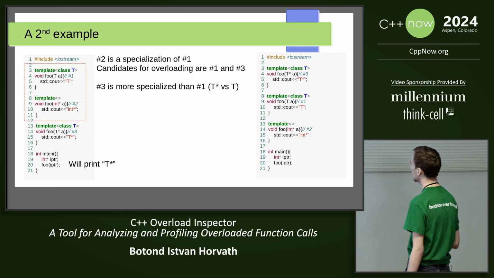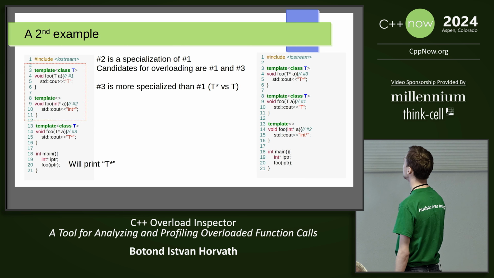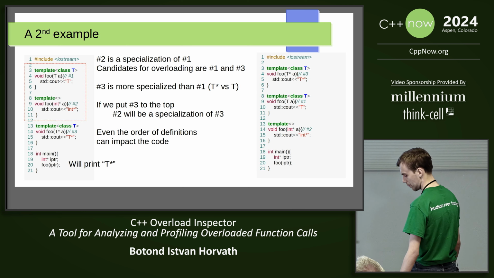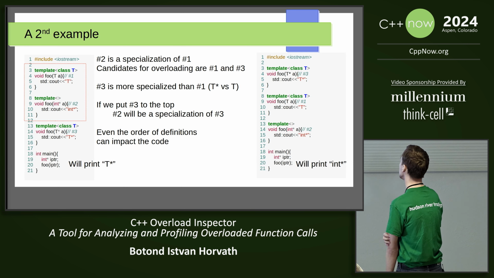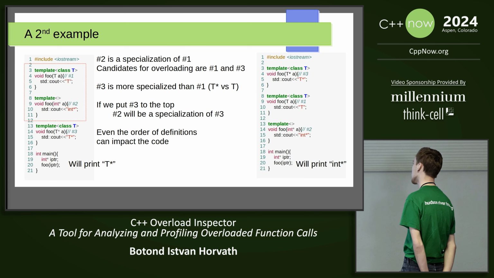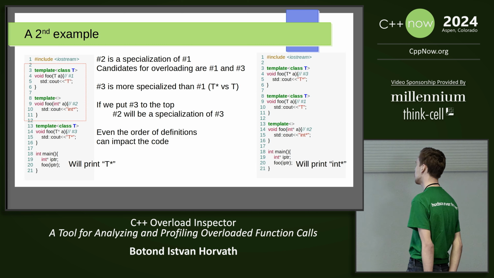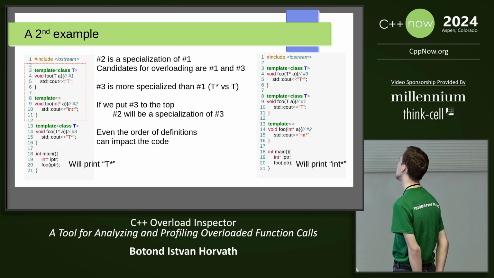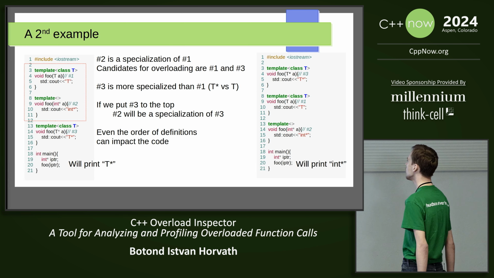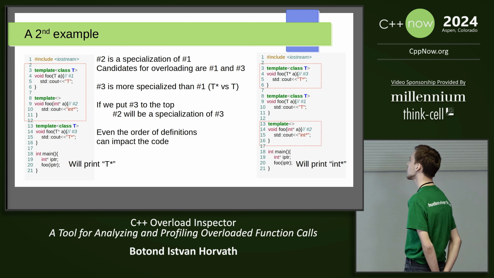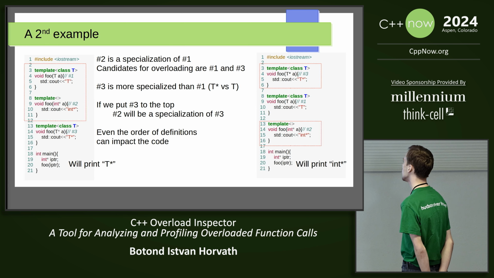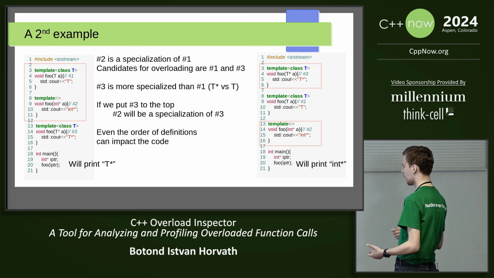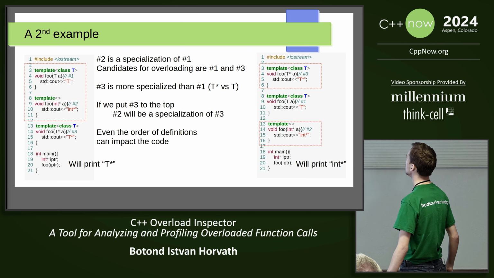However, if we flip the order and we declare the one with the T star first, then the one with int star will be a specialization of that, because that will be a better match when the compiler looks for which explicit template specialization belongs to which general template. So we will get a different behavior just because we flip the order of declarations. And it's extremely problematic because it's possible that we only exchange two header files, and the order in which we included the different files changes the program's behavior.